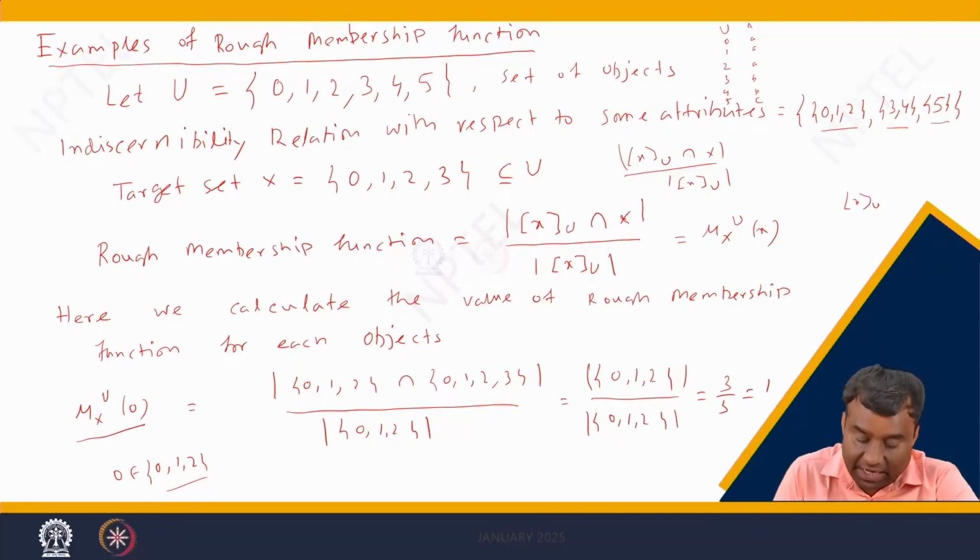So here the definition is the cardinal number of XU intersection the target set X divided by the cardinal number of the equivalence class of U. Here the equivalence class for 0 is {0, 1, 2}. So the cardinal number of {0, 1, 2} intersection the target set {0, 1, 2, 3} divided by the cardinal number of the equivalence class, that is {0, 1, 2}. The intersection here is {0, 1, 2}. The cardinal number of {0, 1, 2} is 3, here also 3, so it is 1. So the rough membership function of object 0 is 1.